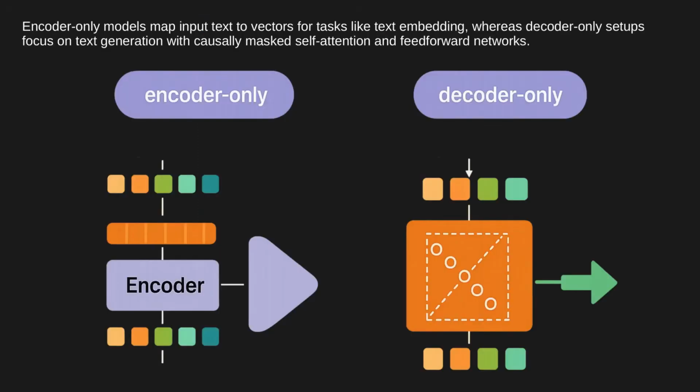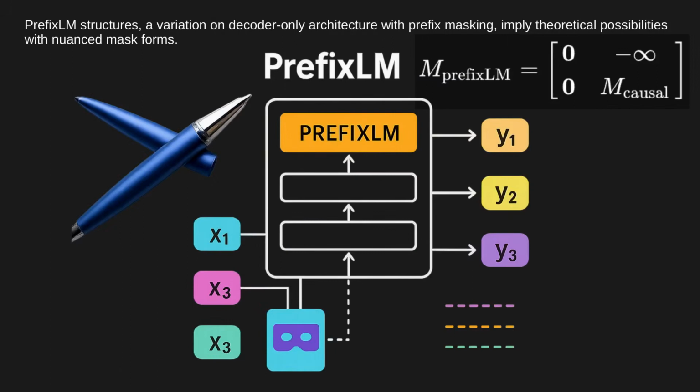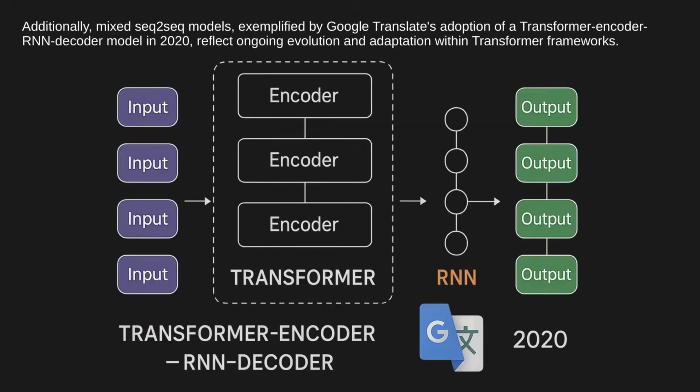Encoder-only models map input text to vectors for tasks like text embedding, whereas decoder-only setups focus on text generation with causally masked self-attention and feed-forward networks. Prefix LM structures, a variation on decoder-only architecture with prefix masking, imply theoretical possibilities with nuanced mask forms. Additionally, mixed seq2seq models, exemplified by Google Translate's adoption of a transformer encoder RNN decoder model in 2020, reflect ongoing evolution and adaptation within transformer frameworks.